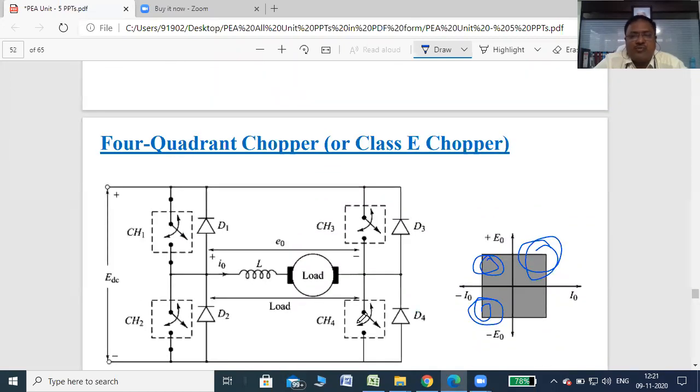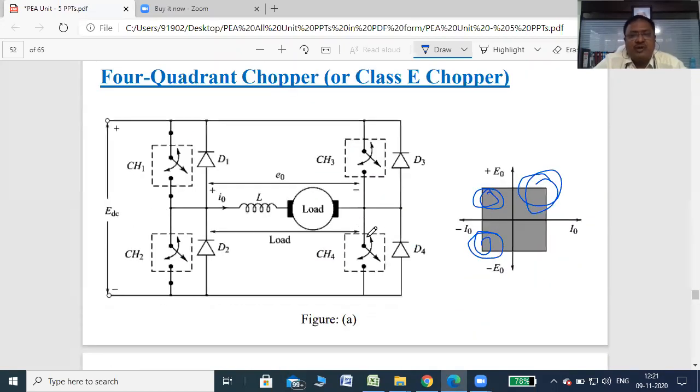When chopper 1 and chopper 4 are on, the voltage is positive and current is positive, so you get a first quadrant operation. When chopper 1 and chopper 4 are off, diodes D2 and D3 are on, the voltage is still positive but the current is negative, so you get a second quadrant operation. When chopper 3 and 2 are on, the voltage is negative as well as the current, so we get a third quadrant operation.